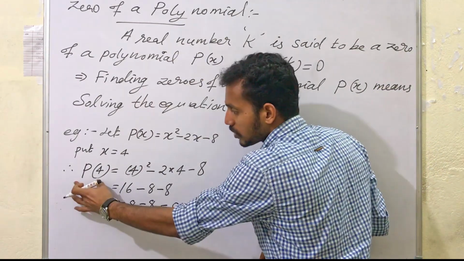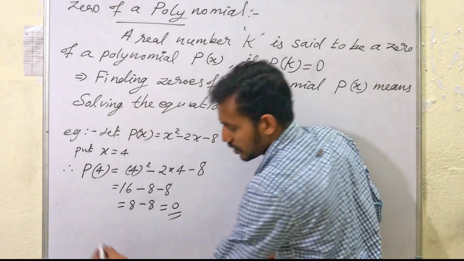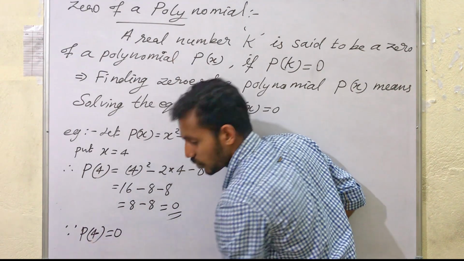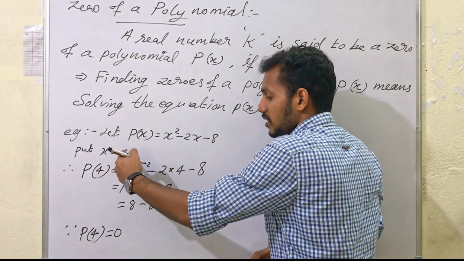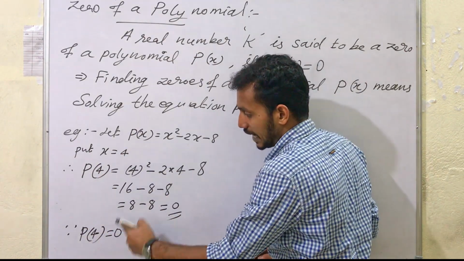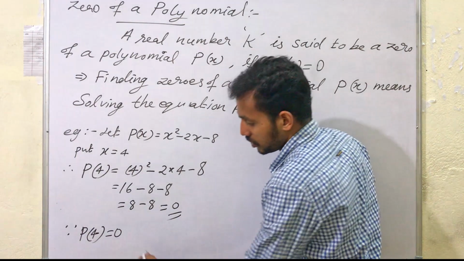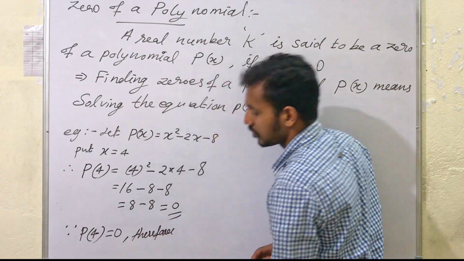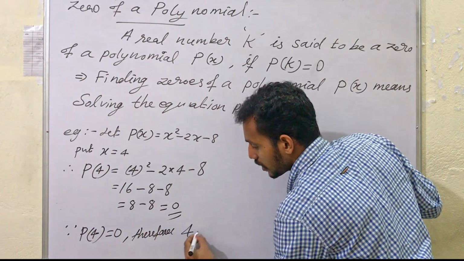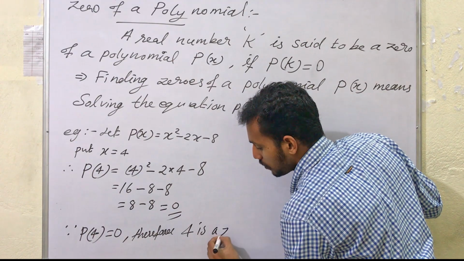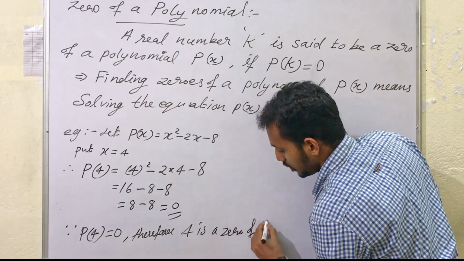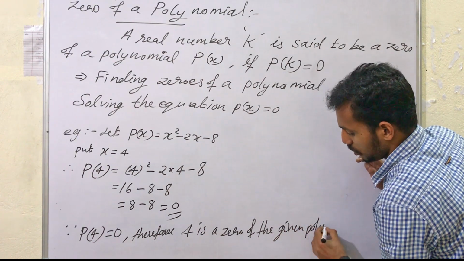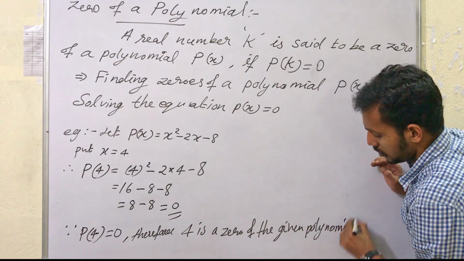So here p of 4 is equal to 0. Since p of 4 is equal to 0, when we assign the value of x as 4, the entire polynomial will become 0. Therefore, 4 is a 0 of the given polynomial p of x.